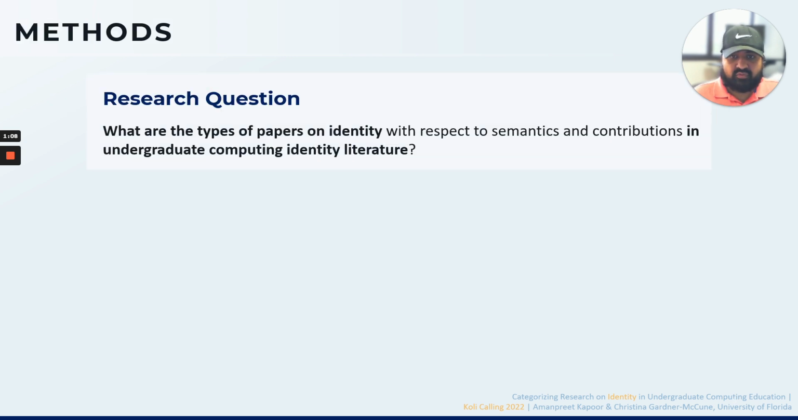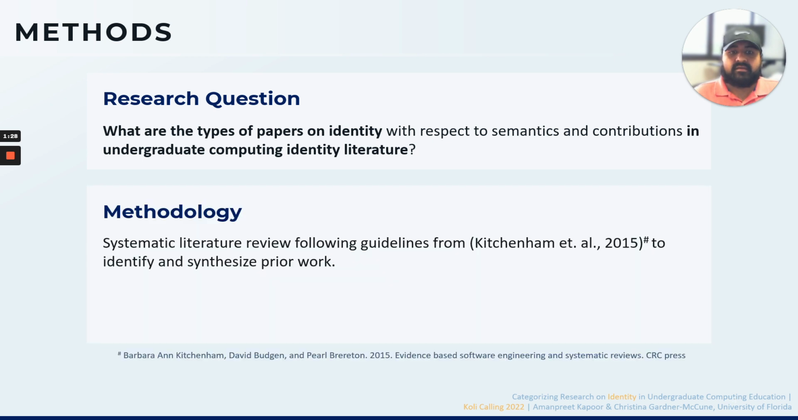To achieve these goals, we conducted a literature review which aimed to answer the following research question: what are the types of papers on identity in undergraduate computing education literature with respect to the semantics, or the meaning, as well as core contributions of these papers? We followed the guidelines by Kitchenham et al. to conduct a systematic literature review to identify and synthesize prior work on identity in undergraduate computing education literature.